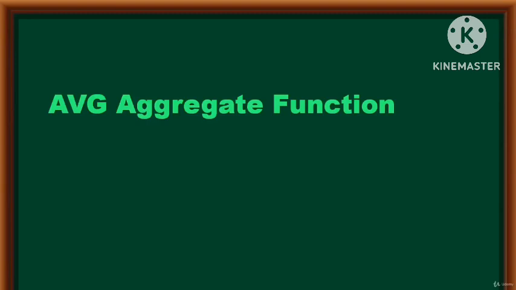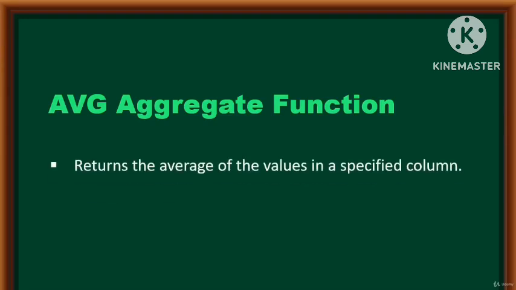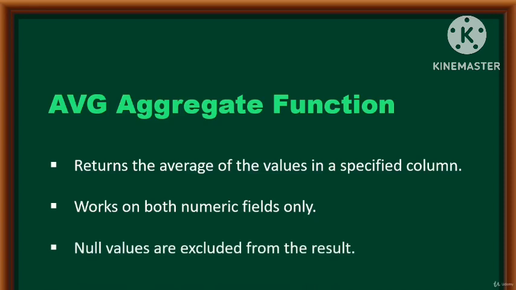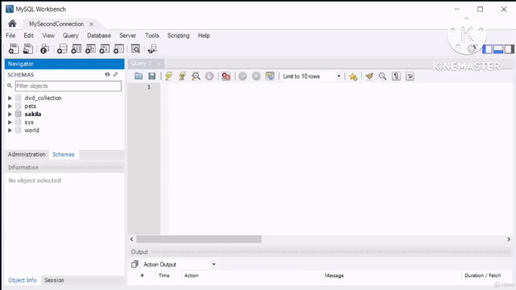Hello and welcome. In this video, I will introduce you to the AVG aggregate function. The AVG function is used to return the average of the values in a specified column. Just like the sum aggregate function, it works on numeric data types only. Also, it excludes null values from the result.